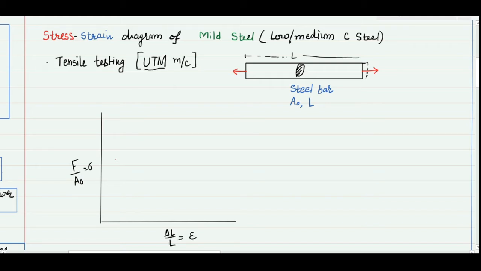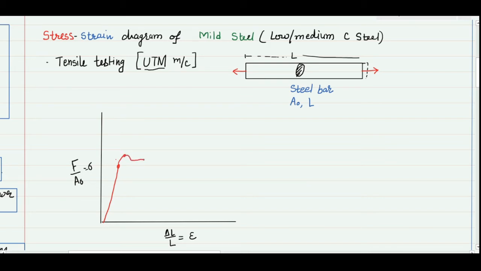Here we divide the change in length by the original length, and this becomes your strain. When I start applying load on this bar, what I observed is that for the initial few values, the load is proportional to strain, and this is a straight line, a linear curve. After this, the curve becomes a little curvy and it reaches a peak and then it drops.